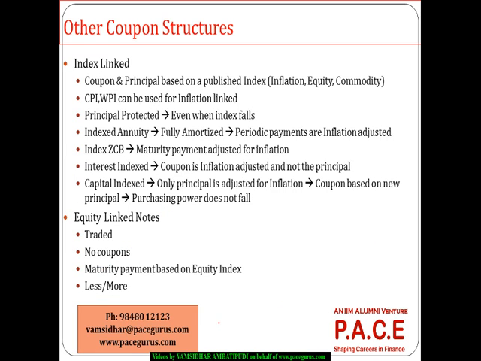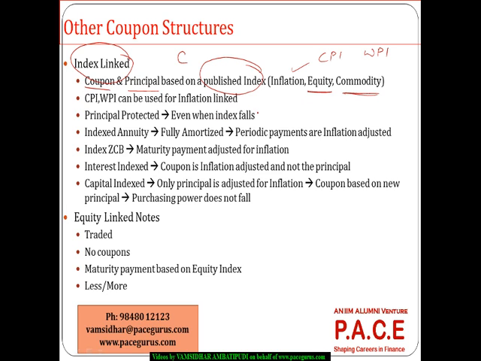Then we can have a few bonds which are completely index linked. It means the coupon as well as the principal repayment are linked to some kind of an index. Some of them are linked to an inflation index like CPI, consumer price inflation, or a wholesale price inflation index. Or they are linked to an equity index, or even some kind of commodity index, bond index, some kind of published index.